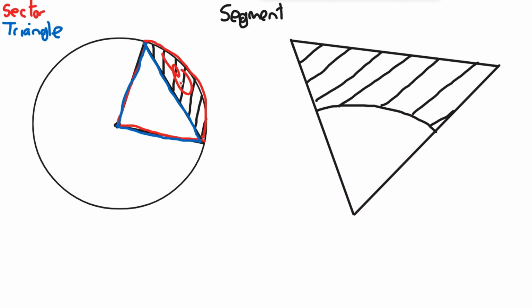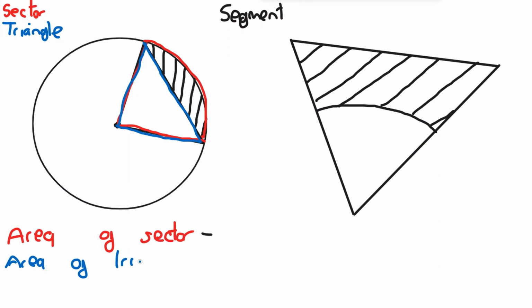And in order to get this area here, you can do the area of the sector. So the area of the sector is this whole thing, minus the area of the triangle, which is just this here. And hopefully you can see, if you do the area of the sector minus the area of the triangle, the only thing that will be left is this section here, and therefore that will give you the area of the segment. So let's do this example on the right here.